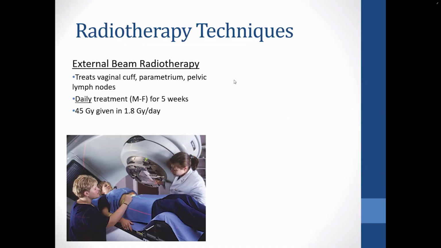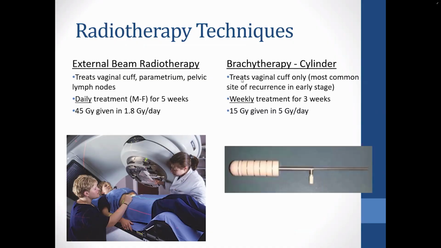For a stage 2 case, we would also add brachytherapy via a vaginal cylinder. This would be completed after the external beam is completed over 5 weeks. So with the cylinder, we treat the vaginal cuff only. This allows us to give a high dose of radiation to the vaginal cuff. It does not treat the parametrium or the pelvic lymph nodes. The vaginal cuff is the most common site of recurrence in early stage disease, and because of that, we give this an extra dose, what's called a boost.